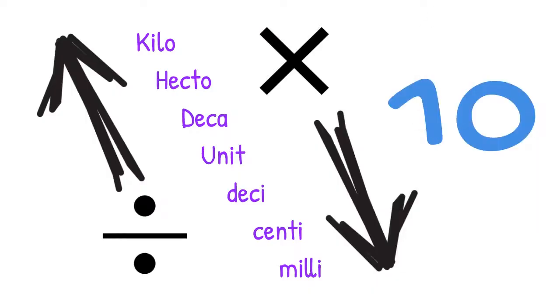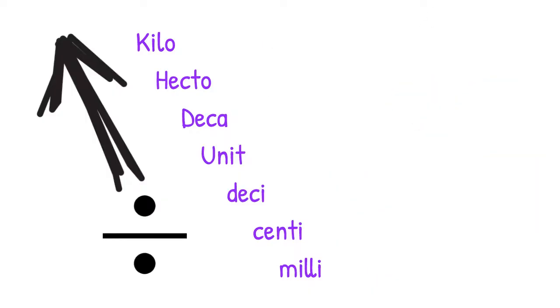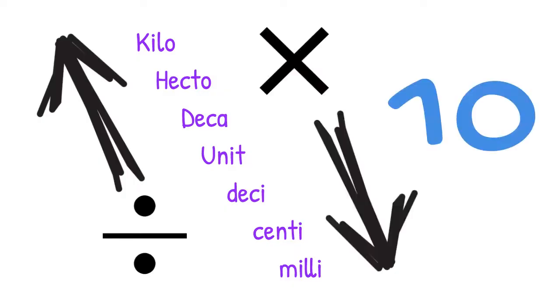So think if we go to the right, we're multiplying and moving our decimal point to the right. If we go to the left, we're dividing and moving our decimal point to the left. So this is a great way for us to keep the legend of King Henry alive and also recall how to convert using the metric system.